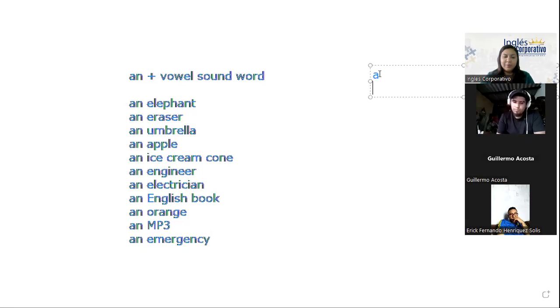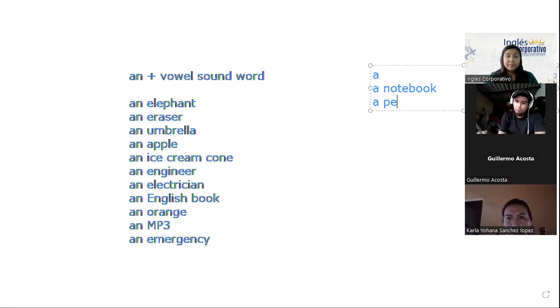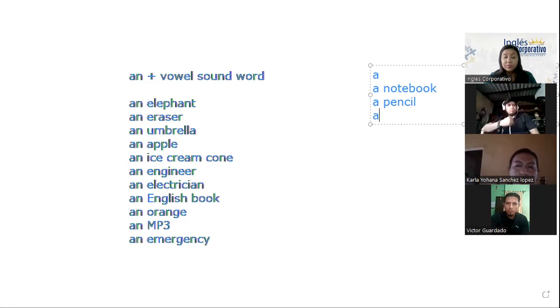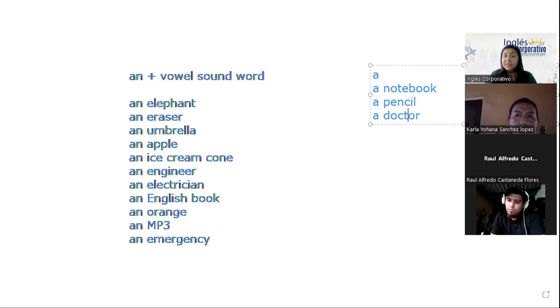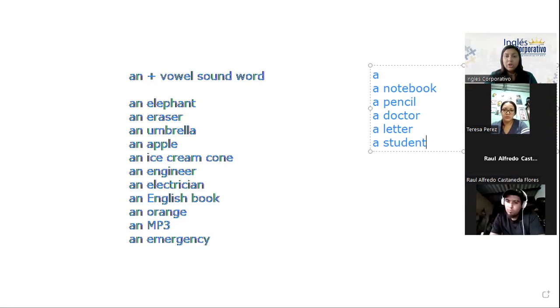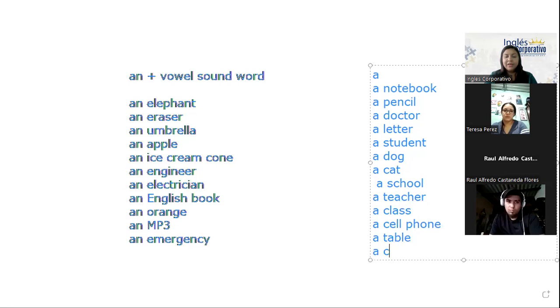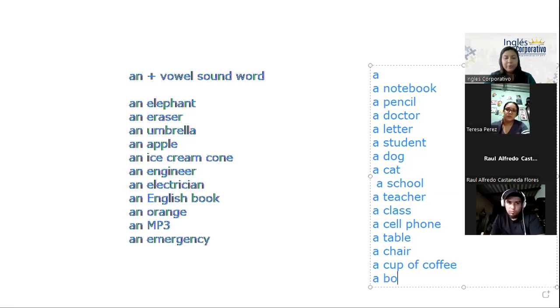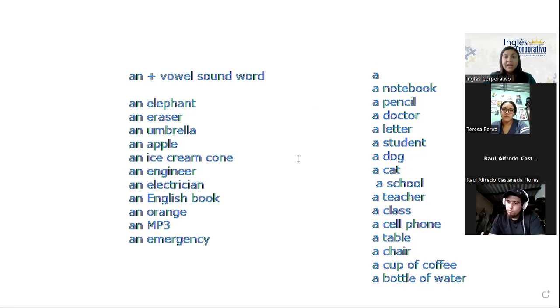Ok, veamos ahora con A. Aquí hay más ejemplos. Por ejemplo, a notebook. A pencil. A doctor. A letter. A dog. A student, a dog, a cat, a school, a teacher, a child, a class, a cell phone, a table, a chair. Oh, a lot of things, right? A cup of coffee, a bottle of water. Etc. A computer, a laptop, etc.